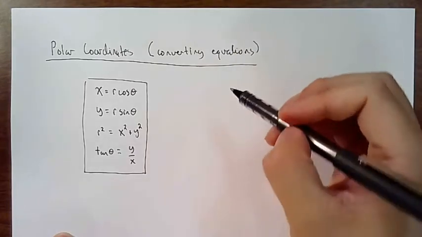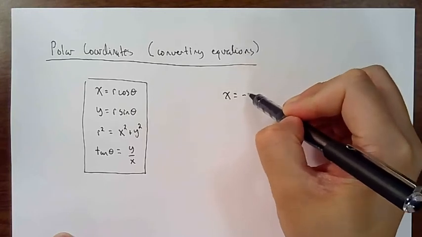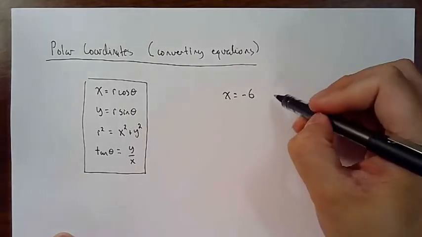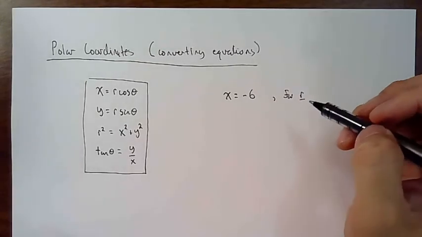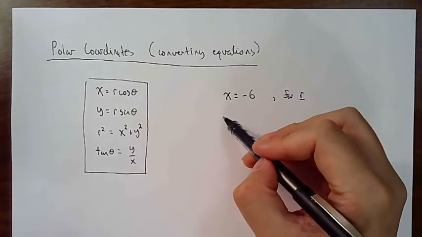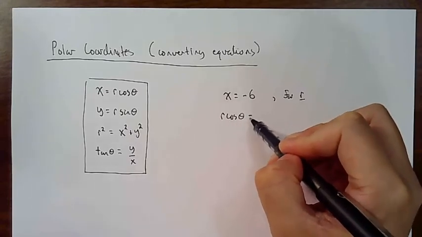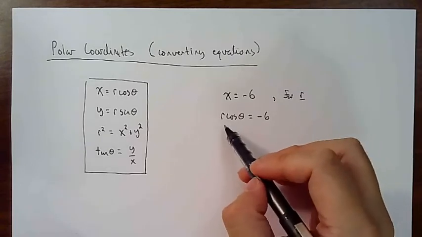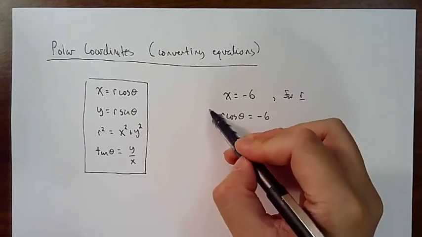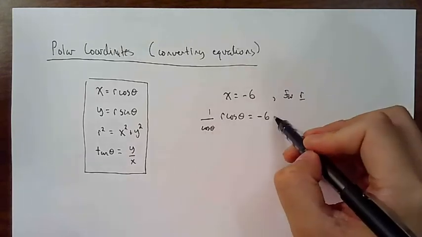So let's start off with something basic. Let's start off with, say, x equals -6. And we're solving this for r. So we'll just convert this x. x is r cosine theta, and then this is equal to -6. So to solve this, we just divide both sides by cosine, or multiply by 1 over cosine, which is what I'm going to do.